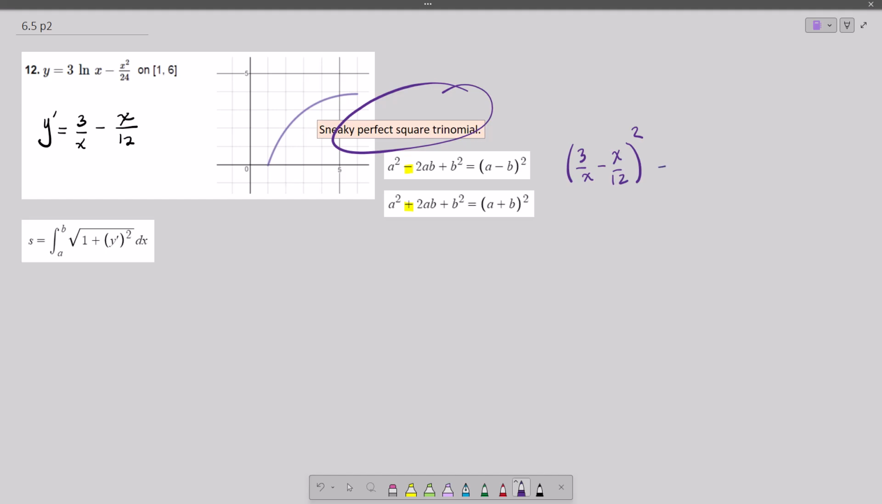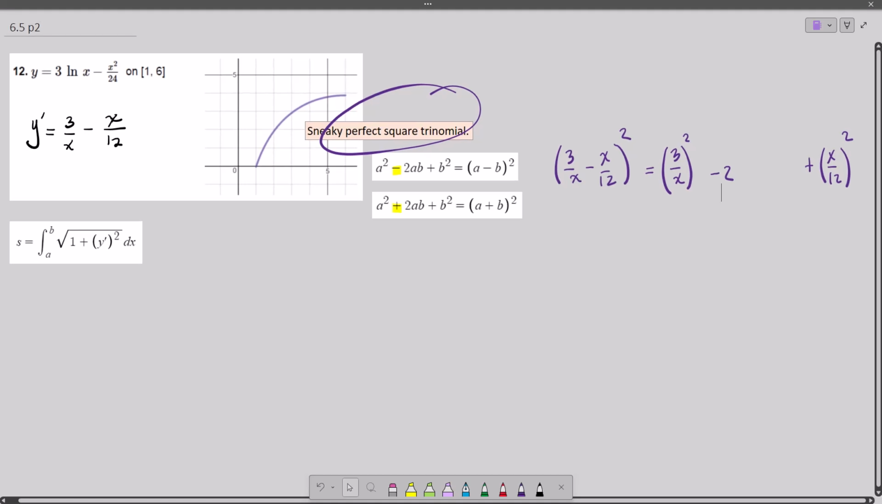When we FOIL this out, I'm not going to simplify it. So it's first term squared, and then over here at the end, when we square this, we're going to end up with x over 12 squared. And then the middle term is minus 2 times ab. This is a.